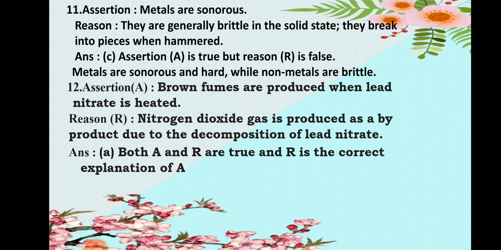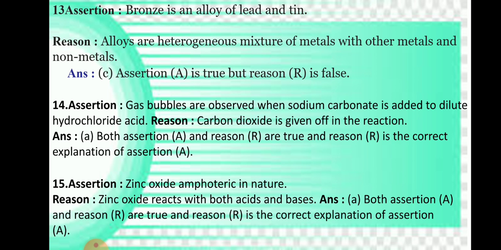Okay, next. As I said, A: brown fumes are produced when we heat lead nitrate. Yes, correct. Nitrogen dioxide gas is produced as a byproduct due to the decomposition of lead nitrate. That is also correct. So A and R are correct, and R is the correct explanation of A.